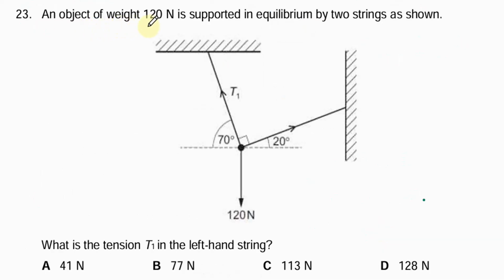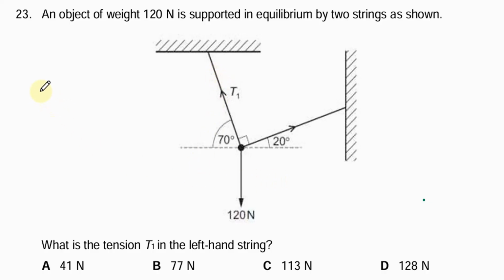An object of weight 120 newtons is supported in equilibrium by two strings as shown. So we have the object here, the weight is 120 newtons, and we have these two strings. What is the tension T1 in the left-hand string? So we must find the tension in this string.